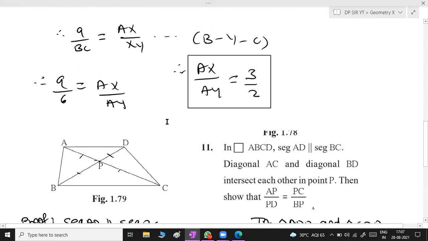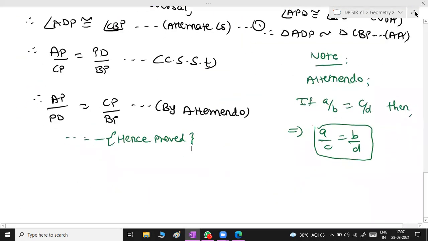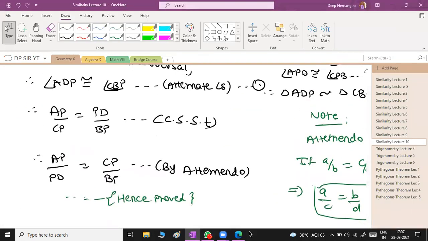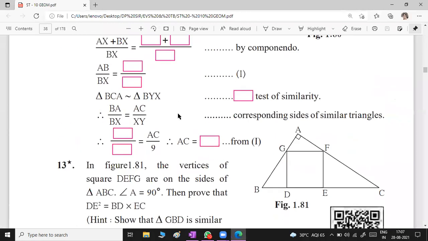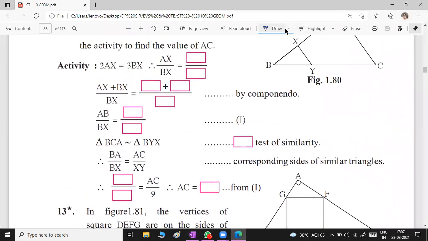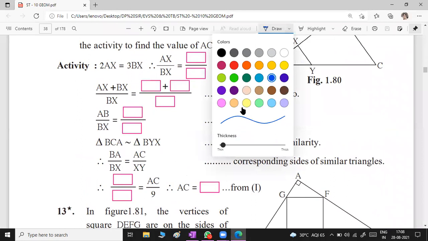So hardly 2 to 3 marks का question है, but it's easier. Let's go to the next question. That is question number 12. And that of course I'm going to write here only. Let me take some good color today.